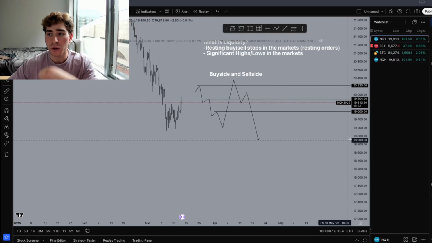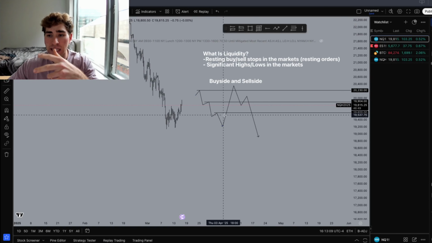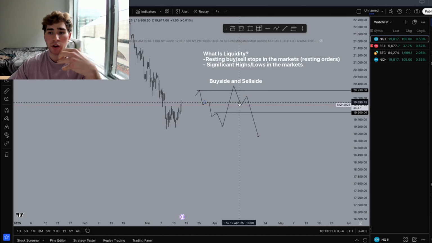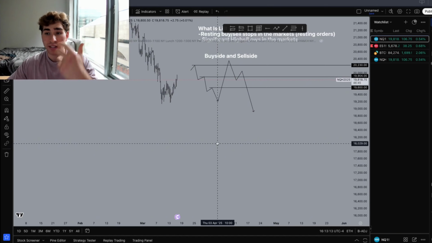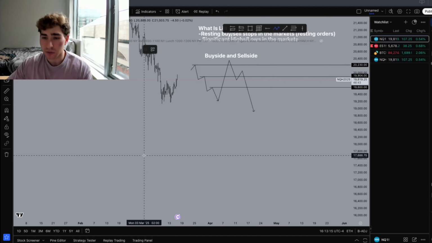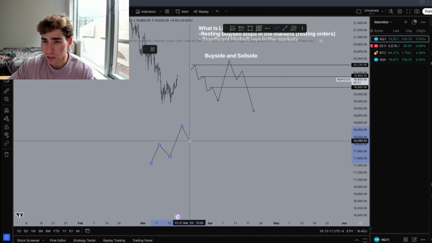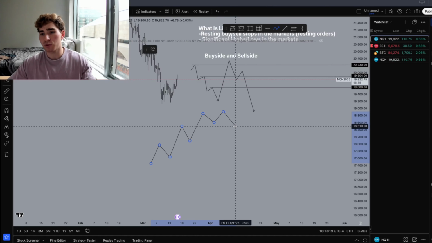And what we want to do is ride with the banks and target these levels of buy side or target levels of sell side. What sell side is going to be is, let's say we are in a lower time frame uptrend.